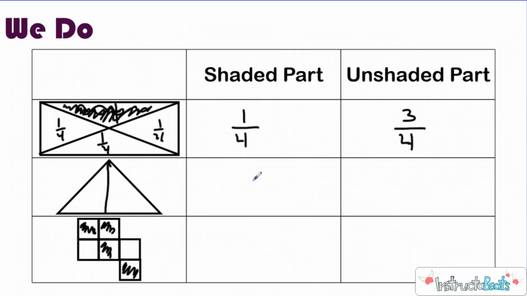Here for my triangle, you can see that I shaded 0 out of 2 pieces, right? Each of these is worth 1/2. That's my unit fraction for this. And so what is the unshaded part? Well, that would be 2 out of 2, or 1 whole.